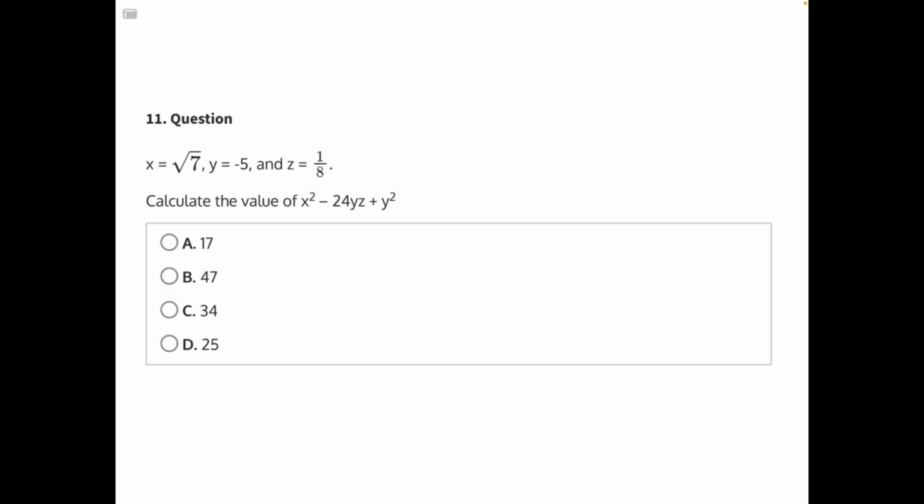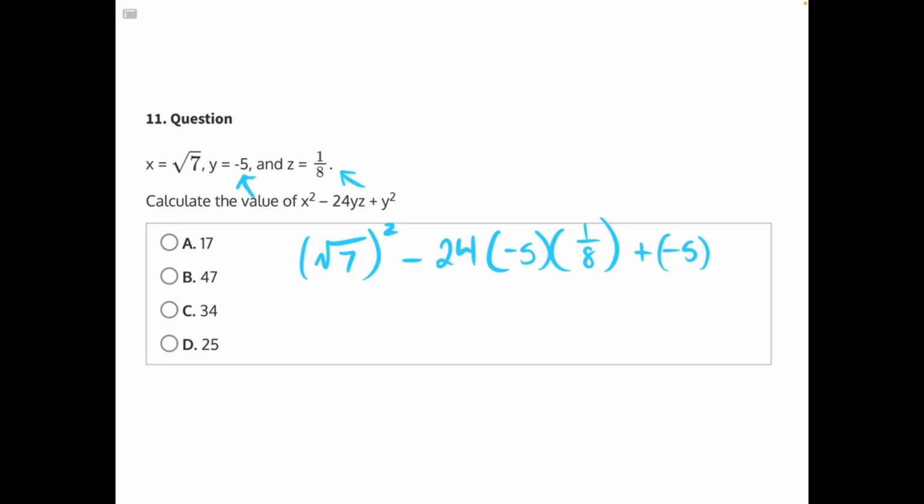So anywhere we see an x, we're going to put in a square root of 7. Anywhere we see a y, we're going to put in a -5. And anywhere we see a z, we're going to substitute in 1/8. So let's see that in motion. So x squared needs to be square root of 7 squared minus 24 times y, which is -5, times z, which is 1/8. And finally, plus y, again, y is -5 squared.